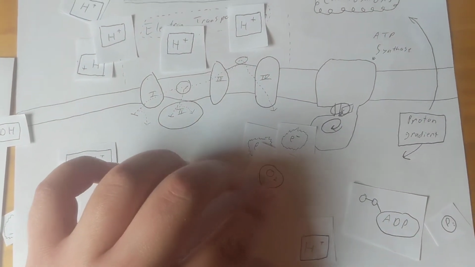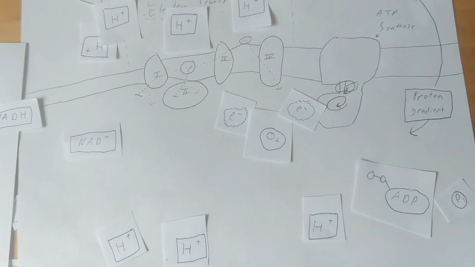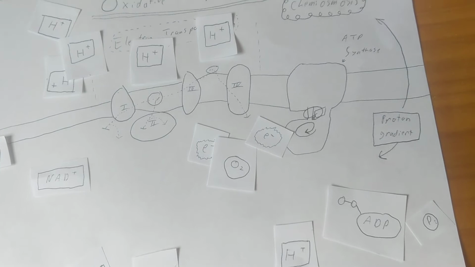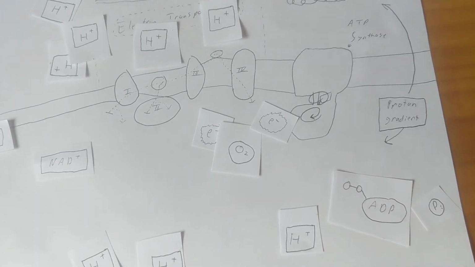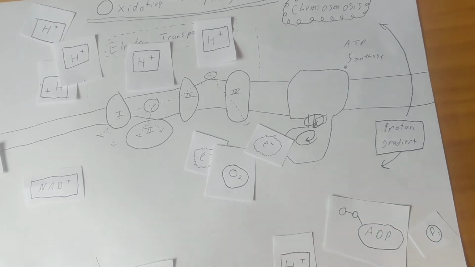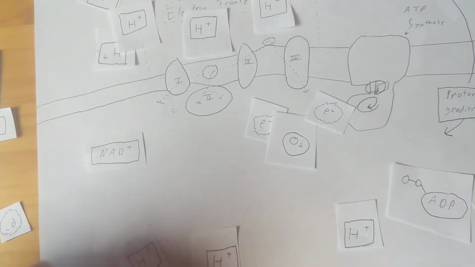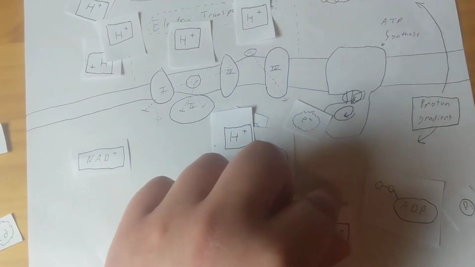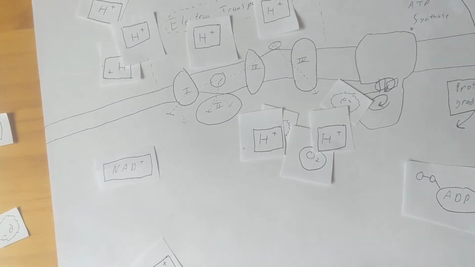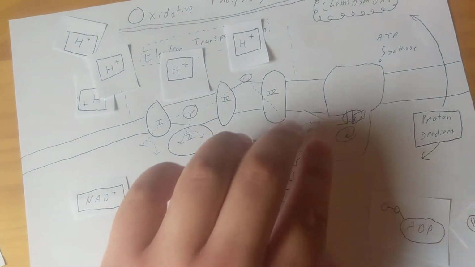In which case, we have an oxygen molecule here that comes and picks up the electrons that have just exited the chain into the inside of the mitochondria. And since this oxygen atom has a negative charge, it attracts two more hydrogen ions into it, which form water, H2O.